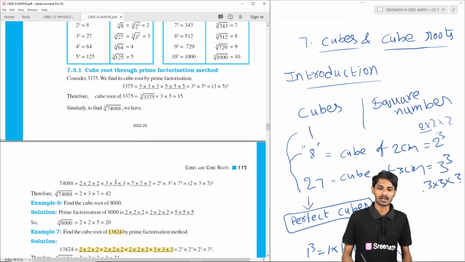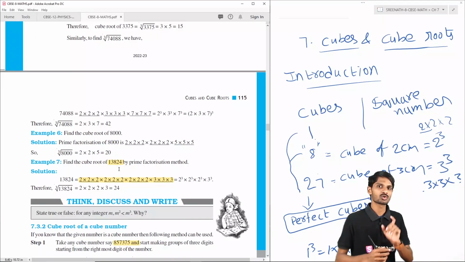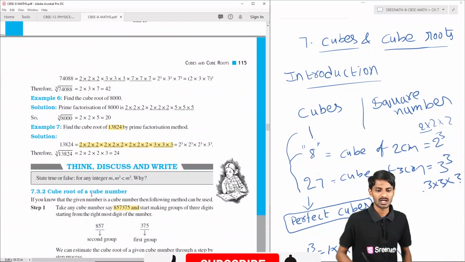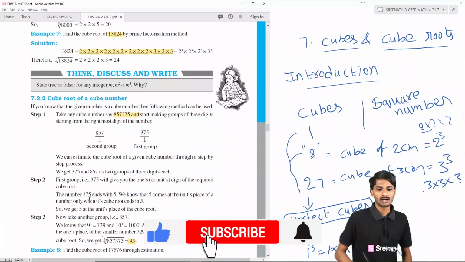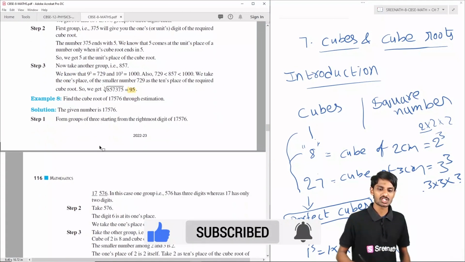Cube root through the prime factorization method: first find the prime factorization, then make groups of three equal numbers, and pick one out of each group. And cube root of a cube number, we go through with estimation.